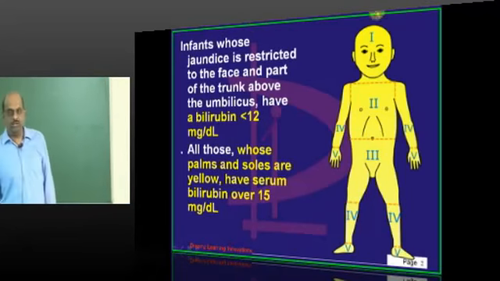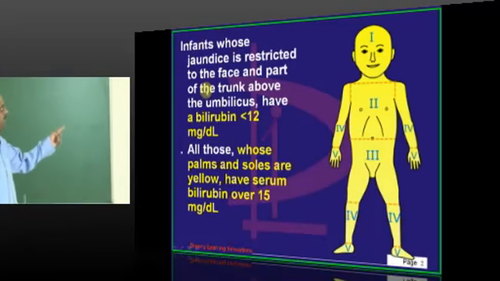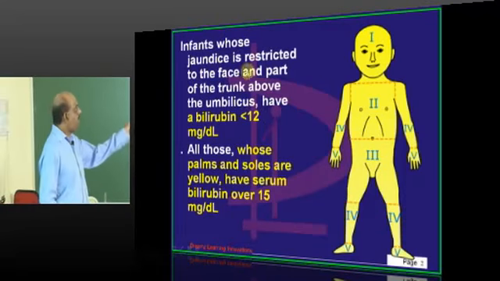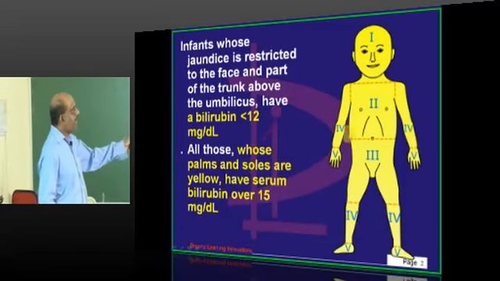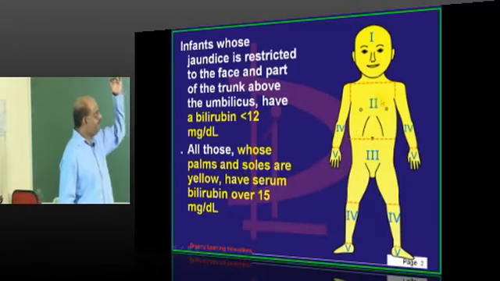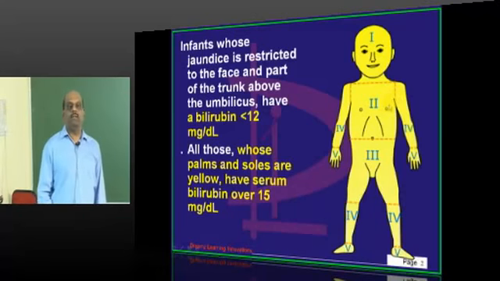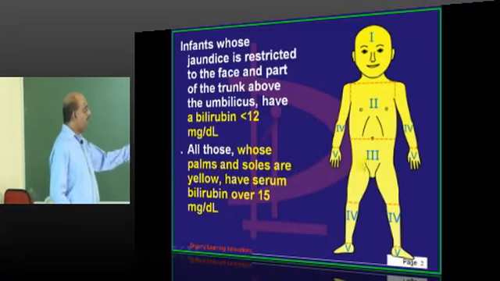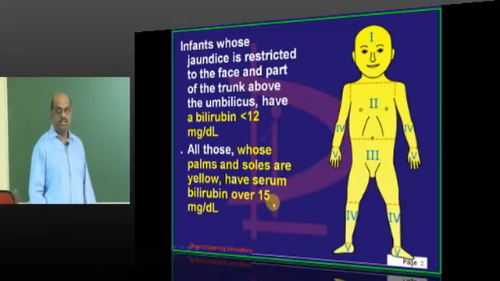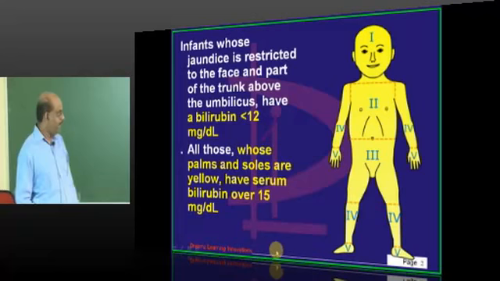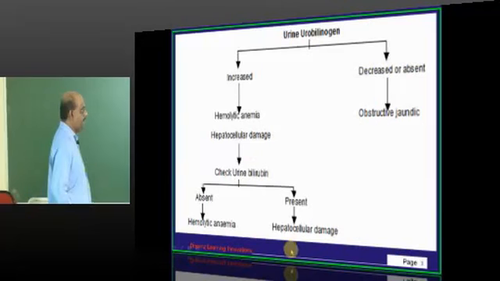As a pediatrician, tomorrow when you need to grade the jaundice, if the jaundice is restricted only to the face and part of the trunk above the level of the umbilicus, you call it as bilirubin less than 12. And if the palms and soles are yellow, then the serum bilirubin is considered to be more than 15 mg per deciliter.